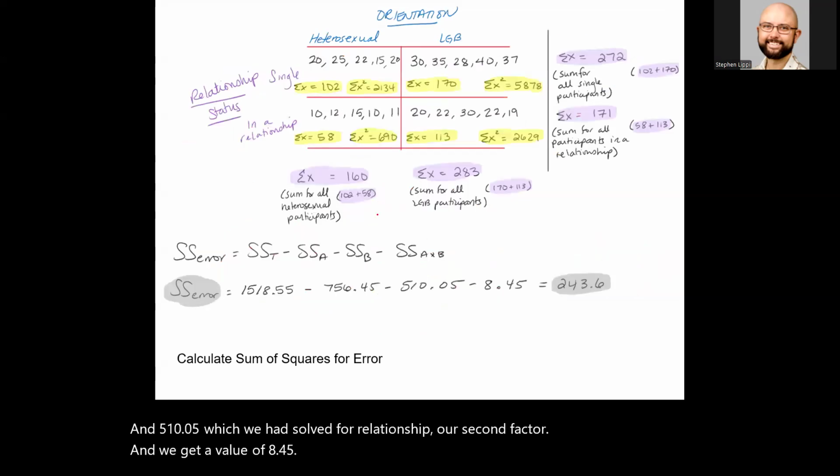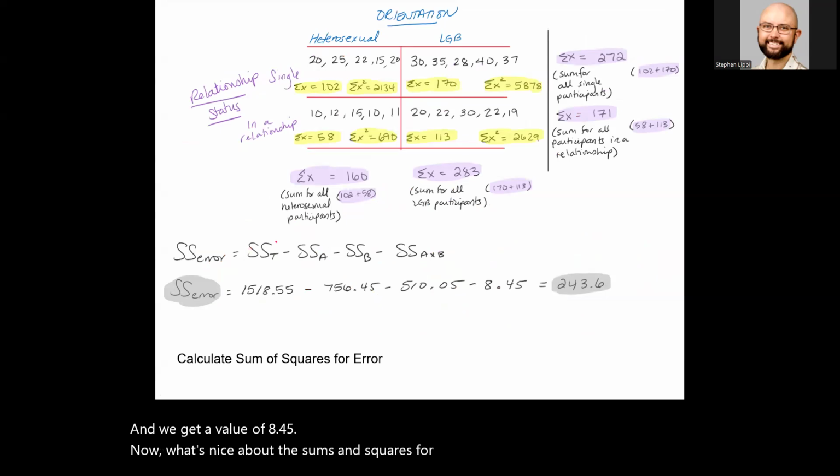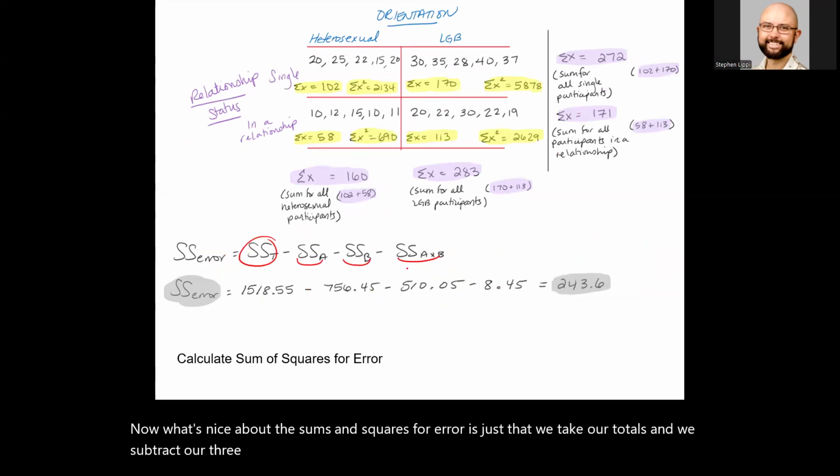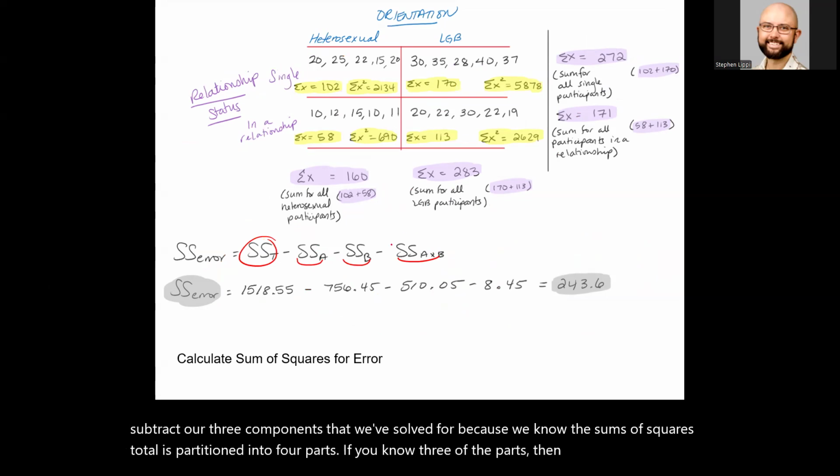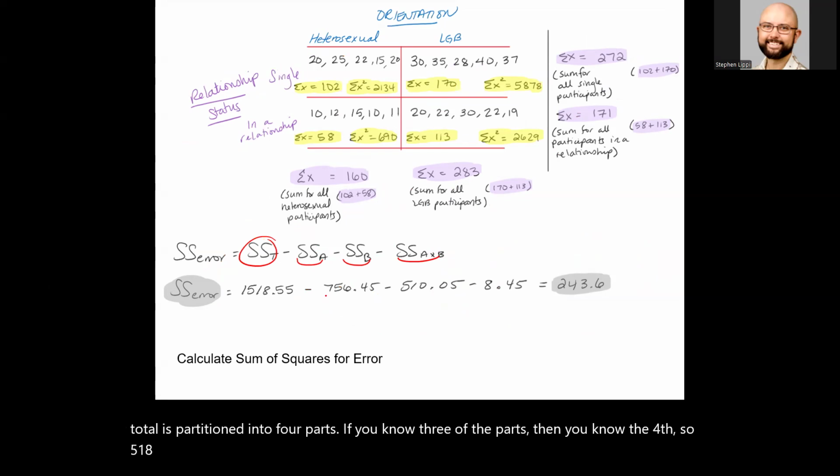Now, what's nice about the sums of squares for error is just that we take our total and we subtract our three components that we've solved for. Because we know the sums of squares total is partitioned into 4 parts, if you know 3 of the parts, then you know the 4th. So 518.55 minus 756.45 minus 510.05 minus 8.45 gives us a sums of squares error of 243.6.